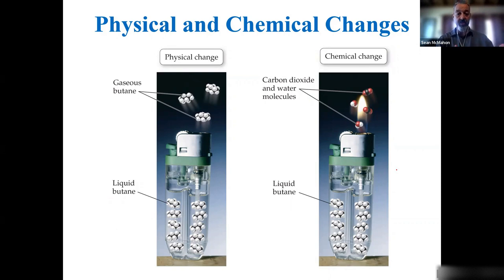Now, the reason why I'm reviewing this is a physical change would just be a change, let's say, in the state of matter. So here I could have liquid butane, and then I could release the pressure valve and it could vaporize into a gas. So whether it is a liquid or a gas, it's still butane. It has the same chemical makeup, okay? So it's 4 carbon and 10 hydrogen. So it still has that fixed proportion ratio.